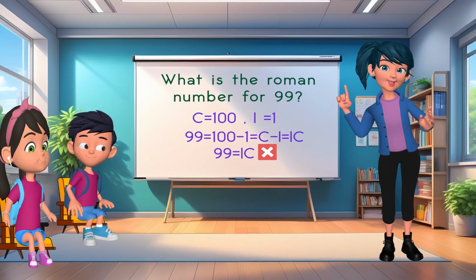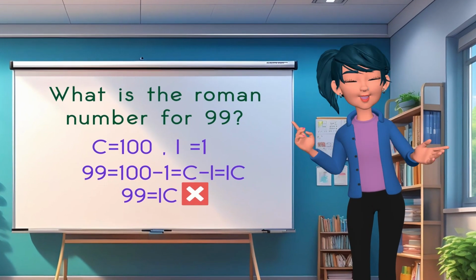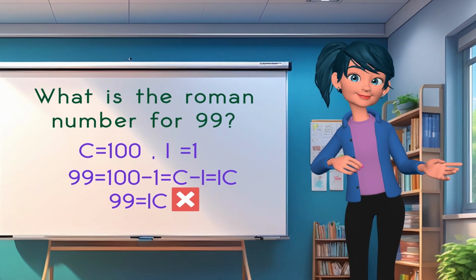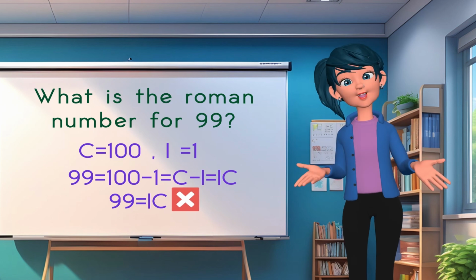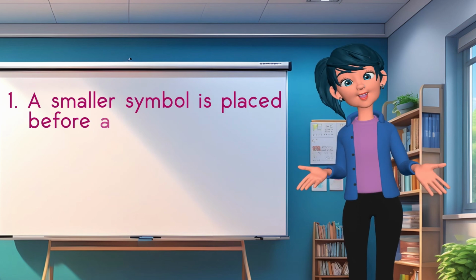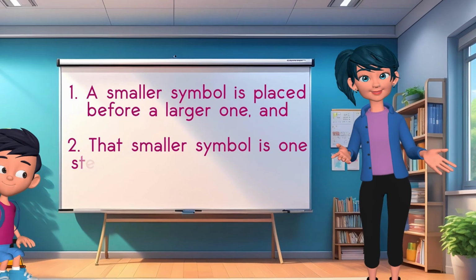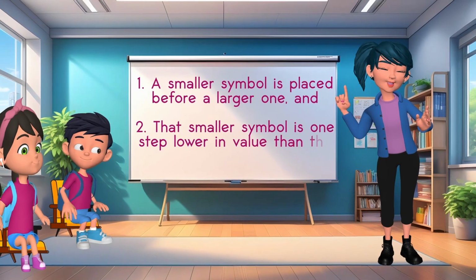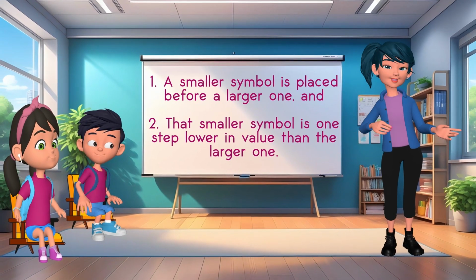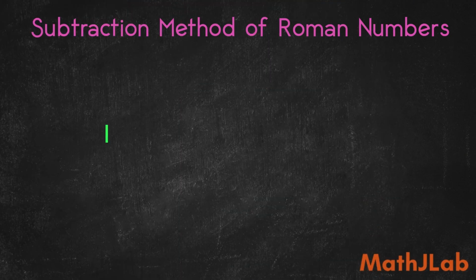To look for this solution, we need to know another very important subtraction limit of Roman numbers. It says that, in Roman numerals, subtraction is only allowed when 1. A smaller symbol is placed before a larger one, and 2. That smaller symbol is one step lower in value than the larger one. Let me explain it clearly. Now, look at the 7 symbols of Roman numerals.